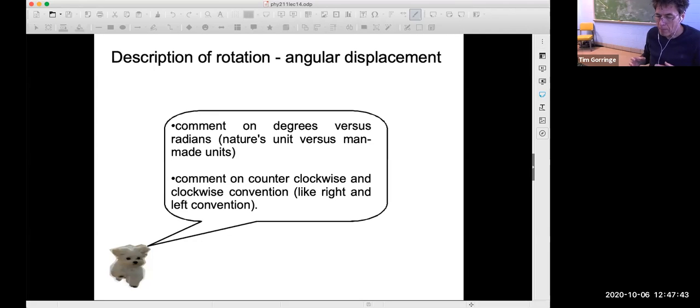Now, most often, and I don't really know why this is, it's conventional that counterclockwise is the positive direction and clockwise is the negative direction in angular coordinates. But you can still make that choice for yourself.